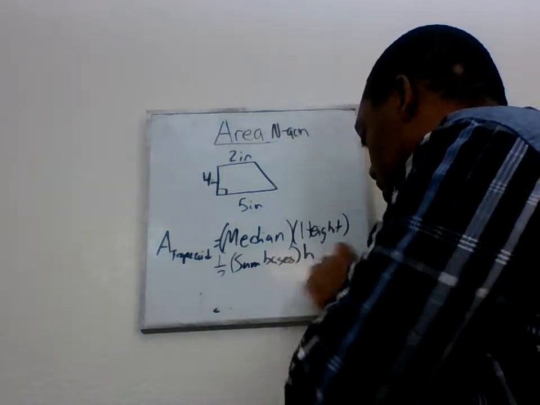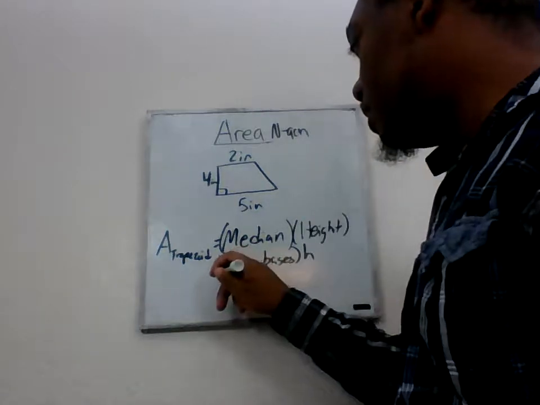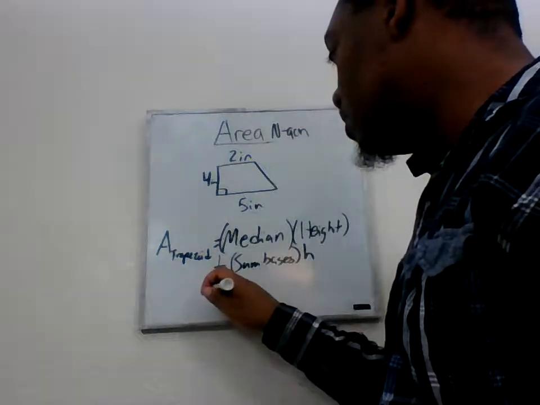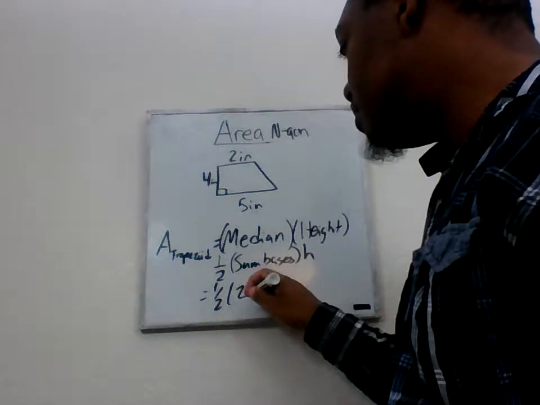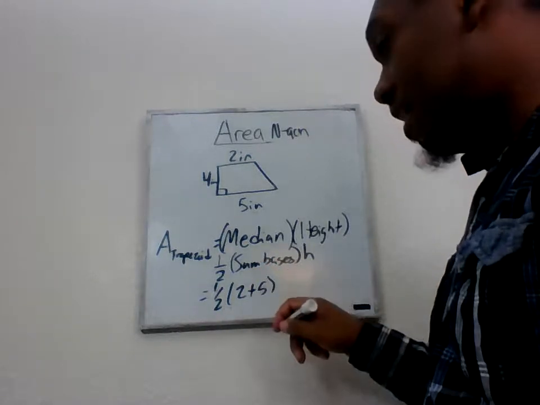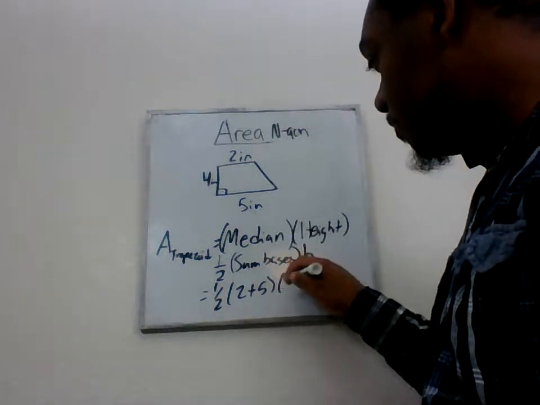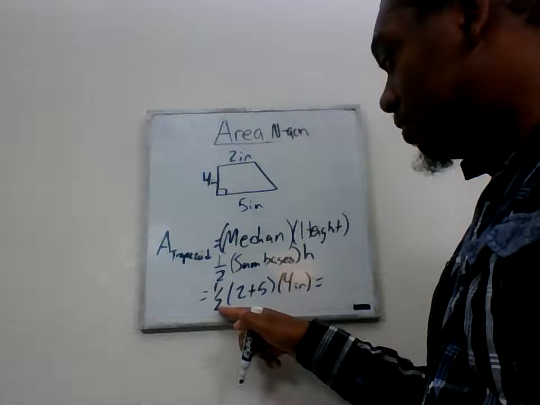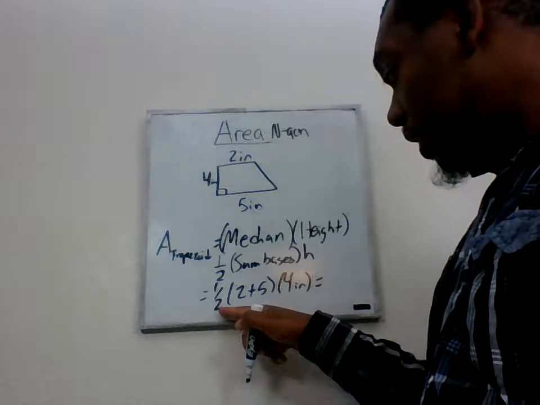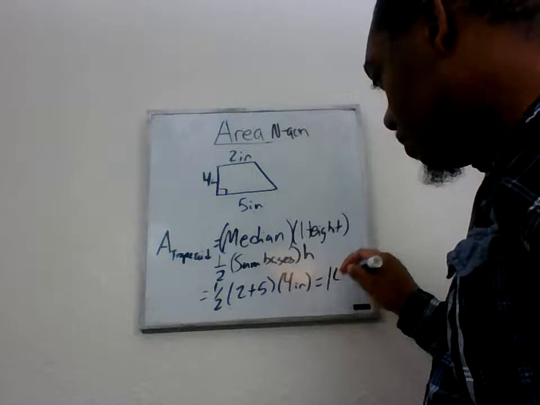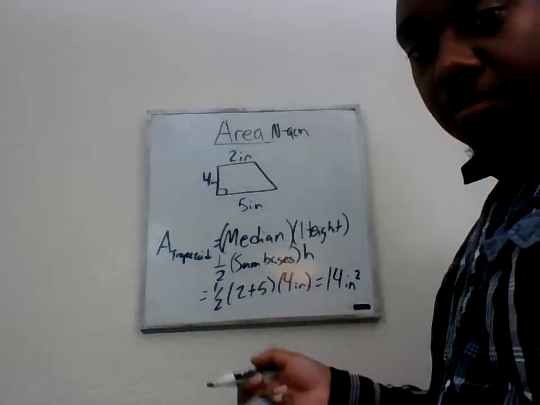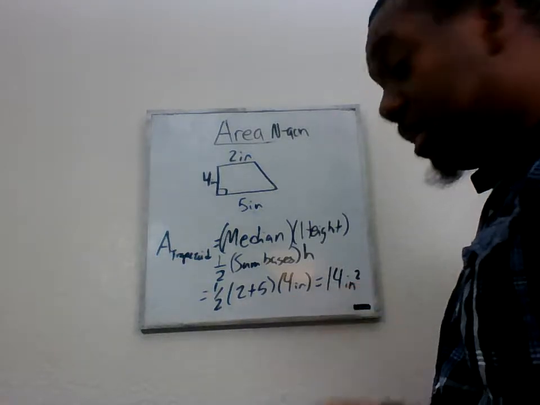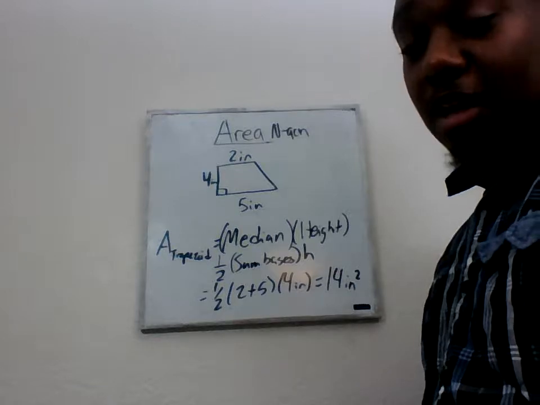So again, to find the area of the trapezoid, we have to know what the median is, which is half of the sum of the bases. So the area of the trapezoid would be half of 2 plus 5, so 2 inches plus 5 inches, times the height, which is 4 inches. And so 2 plus 5 is 7. 7 divided by 2 is 3.5. And 3.5 times 4 will give us 14 square inches. Okay? Inches plus inches is still inches, times inches will be inches squared. So there you go. That's all there is to it.